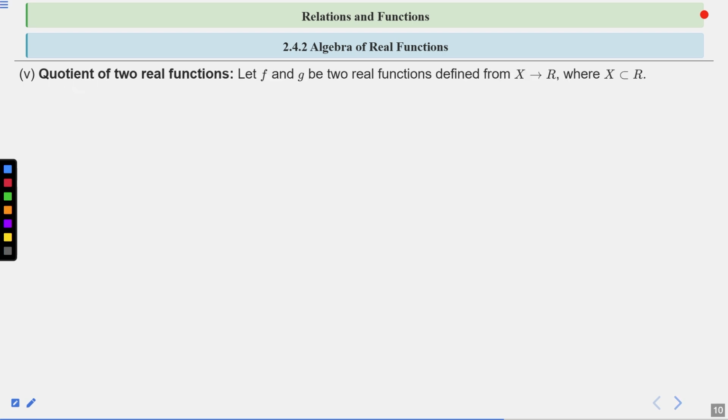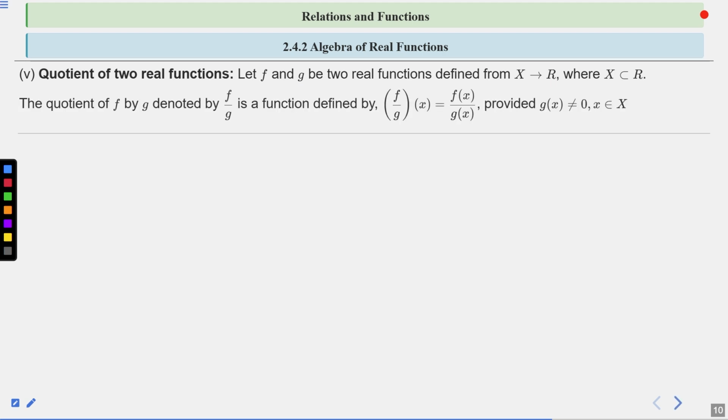Now, the quotient of two real functions. If you have two functions f and g, both real functions defined from X to R, then the quotient function denoted by f by g is defined by (f by g) of x is simply f(x) divided by g(x).